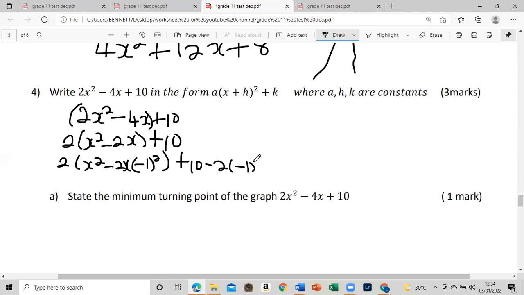Guys, check out the other videos. So I'm going to tidy up now. It would be 2, so we get x squared minus 2x. Negative 1 times negative 1 is going to give us positive 1, plus 10.